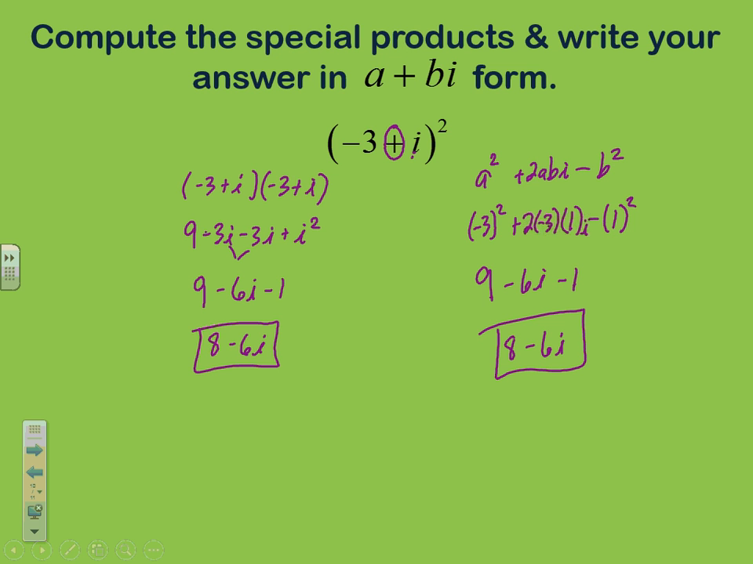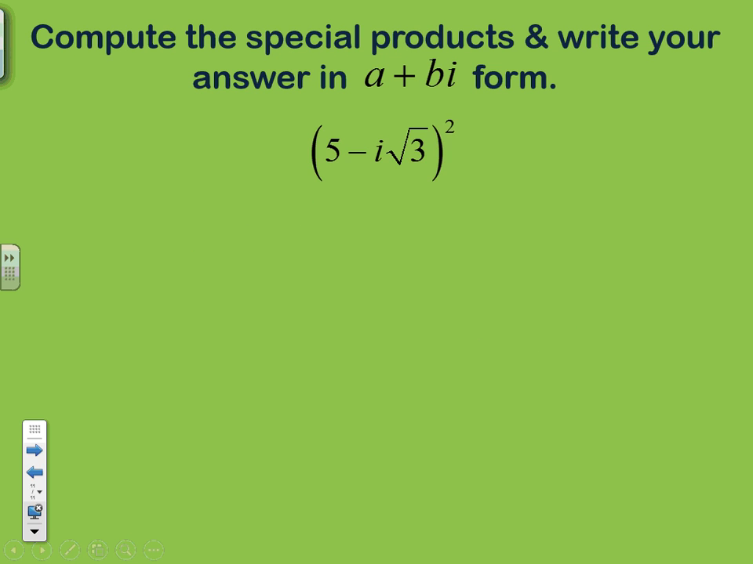So whichever way you feel that you prefer, using the FOIL method or using the rule that we established for that one. So let's take a look at this last example where we're taking the difference of the real part and the complex part, or the imaginary part. Let's go ahead and FOIL it for the first time. And 5 minus i square root 3 times 5 minus i square root 3.